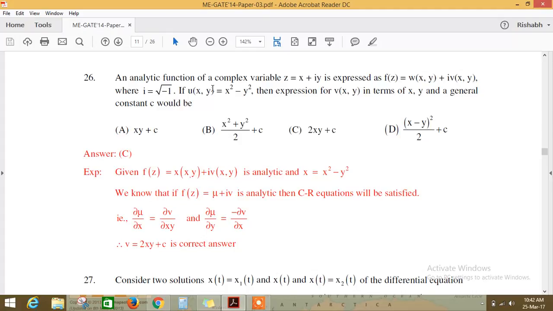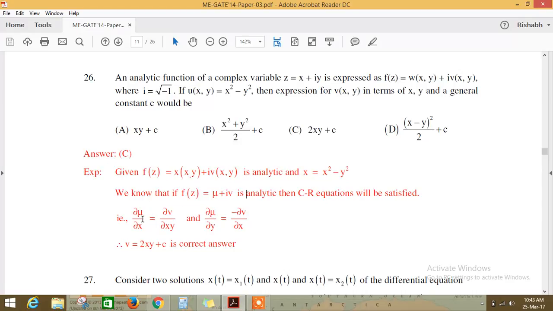Here w is wrongly written, it is actually u. If the real part of a complex function is x square minus y square, then find the expression of the imaginary part, where c is the constant in the options. So f(z) is an analytic function and you have the real part and have to find the imaginary part. We know that if the function is analytic, it must satisfy the CR equations, the Cauchy-Riemann equations.